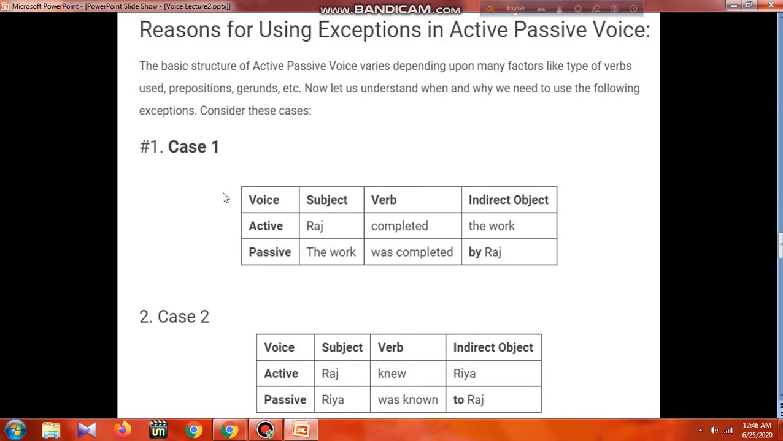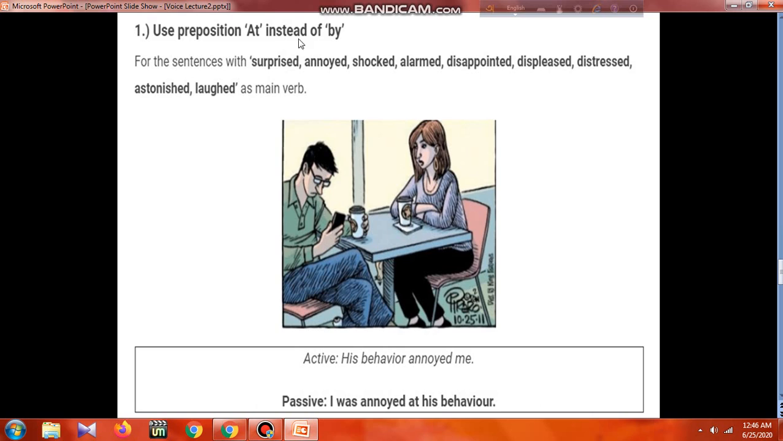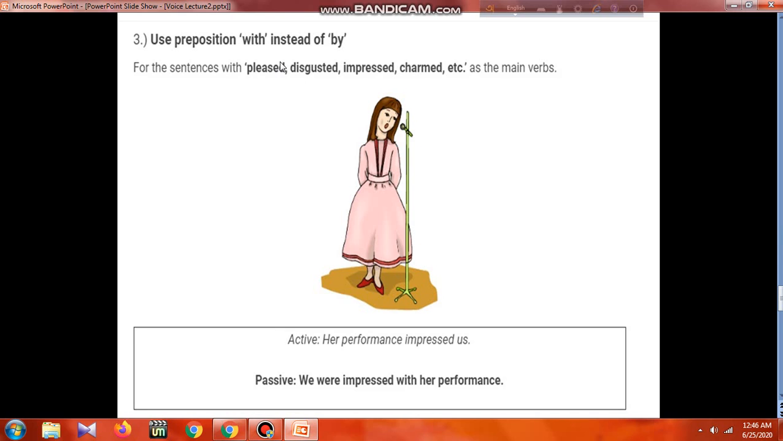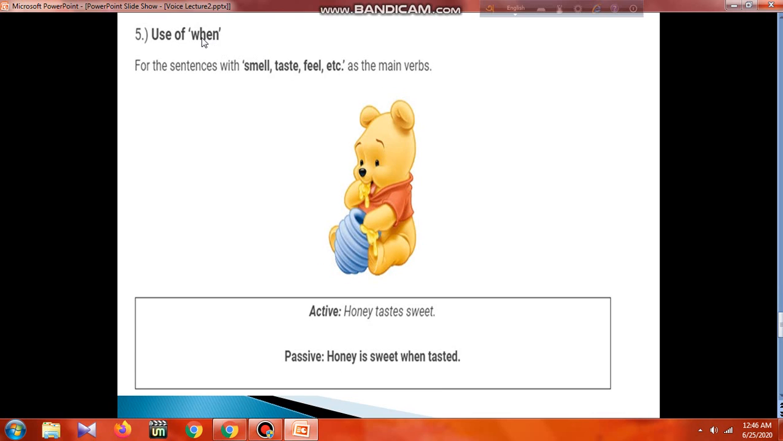Then next we saw that in some cases by is not always used. In some cases at is used, like surprised and so on, or in some cases with is used, in some cases when is used.